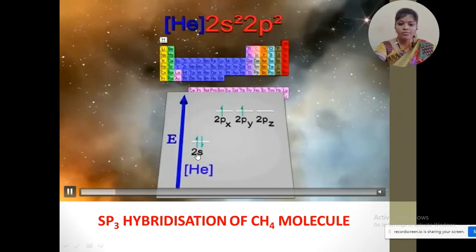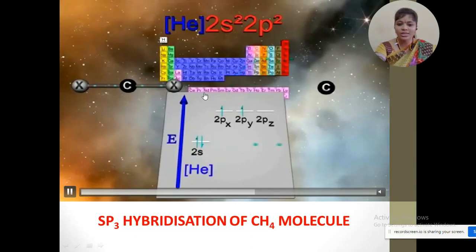So here the valence electrons are 2s2 and 2p2. How many unpaired electrons are there? Only 2 unpaired electrons. But the carbon atom forms 4 bonds. How is that possible? An electron jumps from the 2s level to the 2p level.